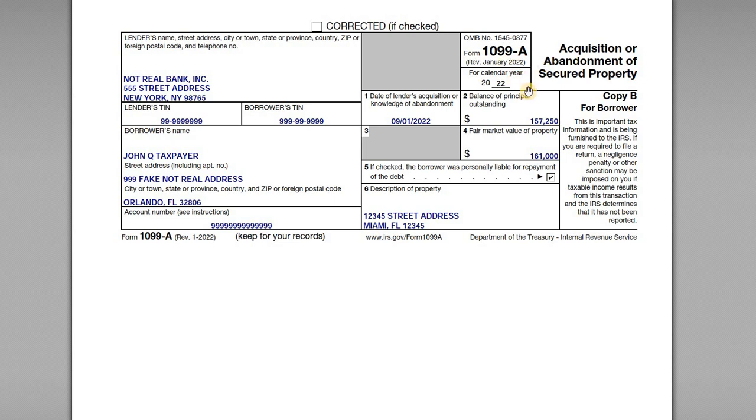So I've got the sample 1099-A in front of us. This was a foreclosure of a piece of real estate investment by the taxpayer. And so during 2022, the bank took it back and sold it, and they issued John this 1099-A. So I've got the 1099-A here.